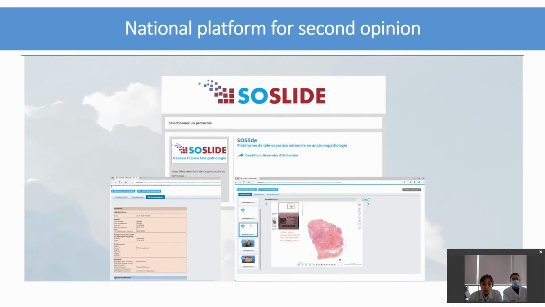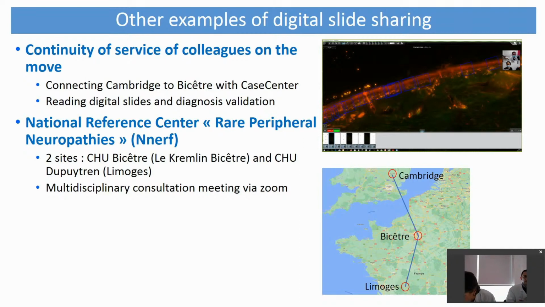It can also be a request for a second opinion from an expert pathologist at the national or international level. In France, for example, SoSlide is a national platform for second opinion in pathology. Digital pathology is a wonderful tool for sharing. Here are two examples of digital slide sharing.